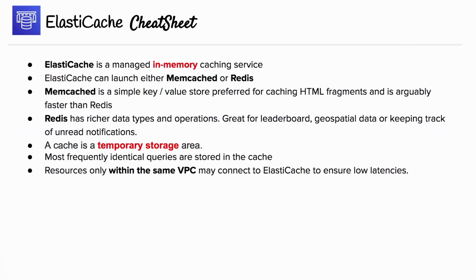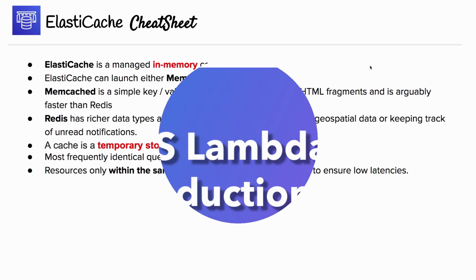So we are on to the ElastiCache cheat sheet. It's a very short cheat sheet, but we've got to get through it. So ElastiCache is a managed in-memory caching service. ElastiCache can launch either Memcache or Redis. Memcache is a simple key value store preferred for caching HTML fragments, and is arguably faster than Redis. Redis has richer data types and operations, great for leaderboards, geospatial data, or keeping track of unread notifications. A cache is a temporary storage area. Most frequently, identical queries are stored in the cache, and resources only within the same VPC may connect to ElastiCache to ensure low latency. So there you go. That's ElastiCache.